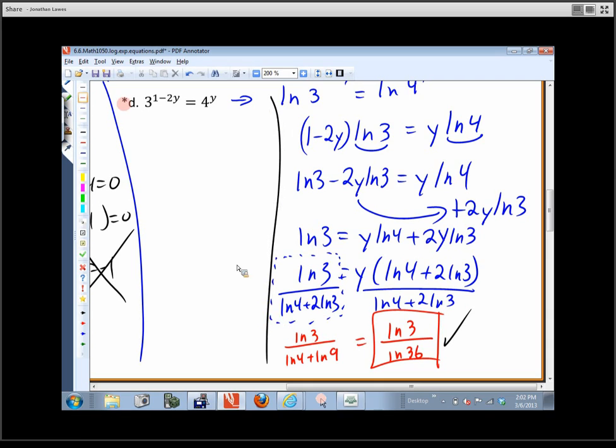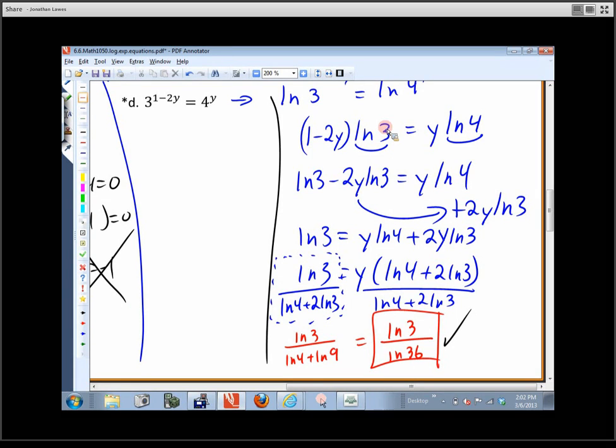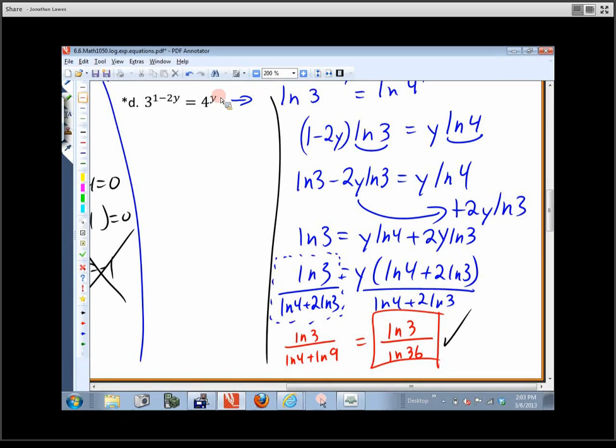Good? Okay. Don't write this down. I just want you to watch. Let's say, I already told you I'm partial to ln. I like it because it's on the calculator. So this, you could type it into your calculator and get the ln of 3 divided by the ln of 36. You could take that number, plug it in here, and those two sides would equal each other. It would make the equation true. That's the whole point of solving an equation, right?